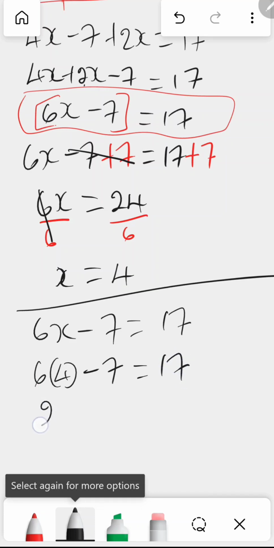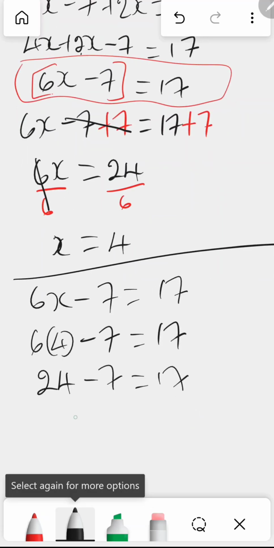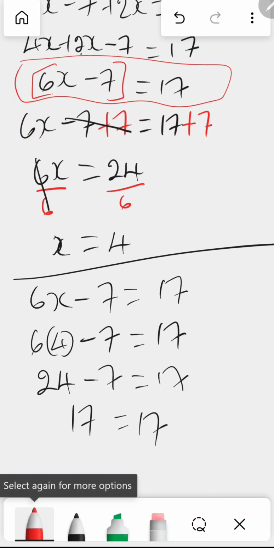6 times 4 is 24, minus 7. Taking 7 from 24 is equal to 17, which is equal to 17. And this proves that x does equal 4. So if you got that, kudos to you. That one is absolutely correct.